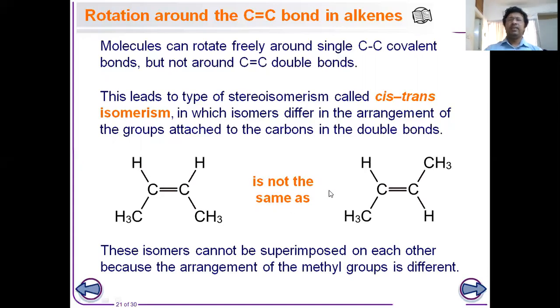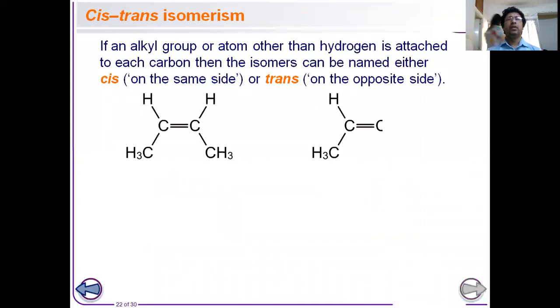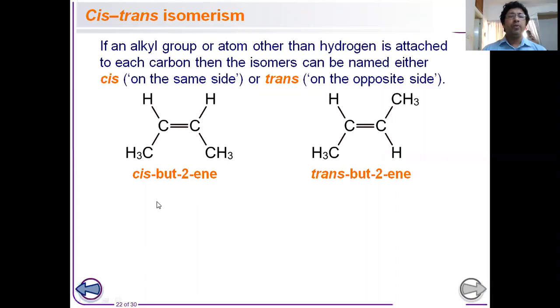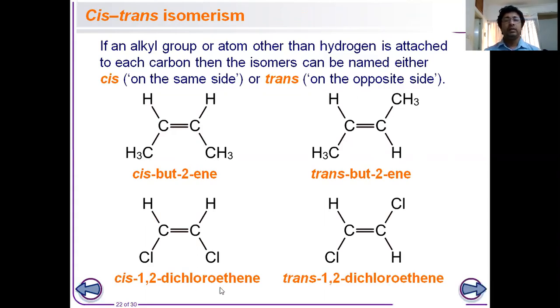Well, I'm going to change the slide. Here are the examples. Cis-butene, because the CH3 species are on the same side of the two double-bonded carbons. That is why this is cis. And this one is trans, and the CH3 are on the opposite side. So it is called cis-1,2-dichloroethene, and this is trans-1,2-dichloroethene.